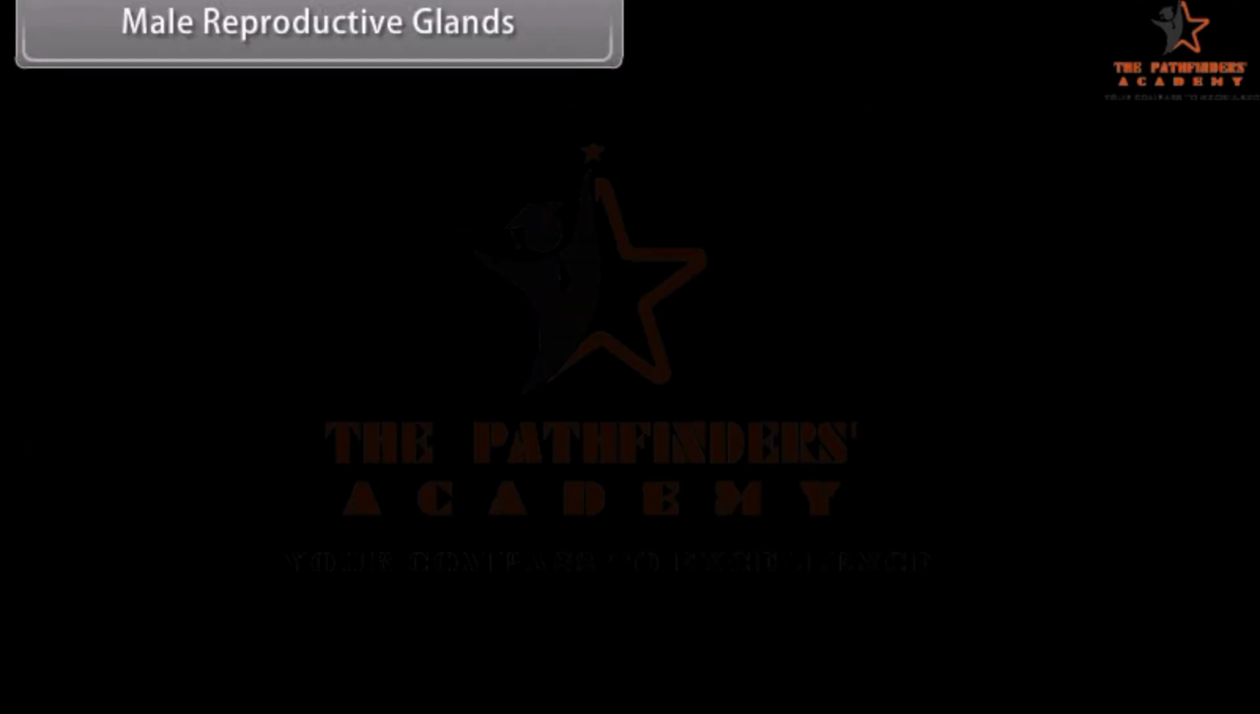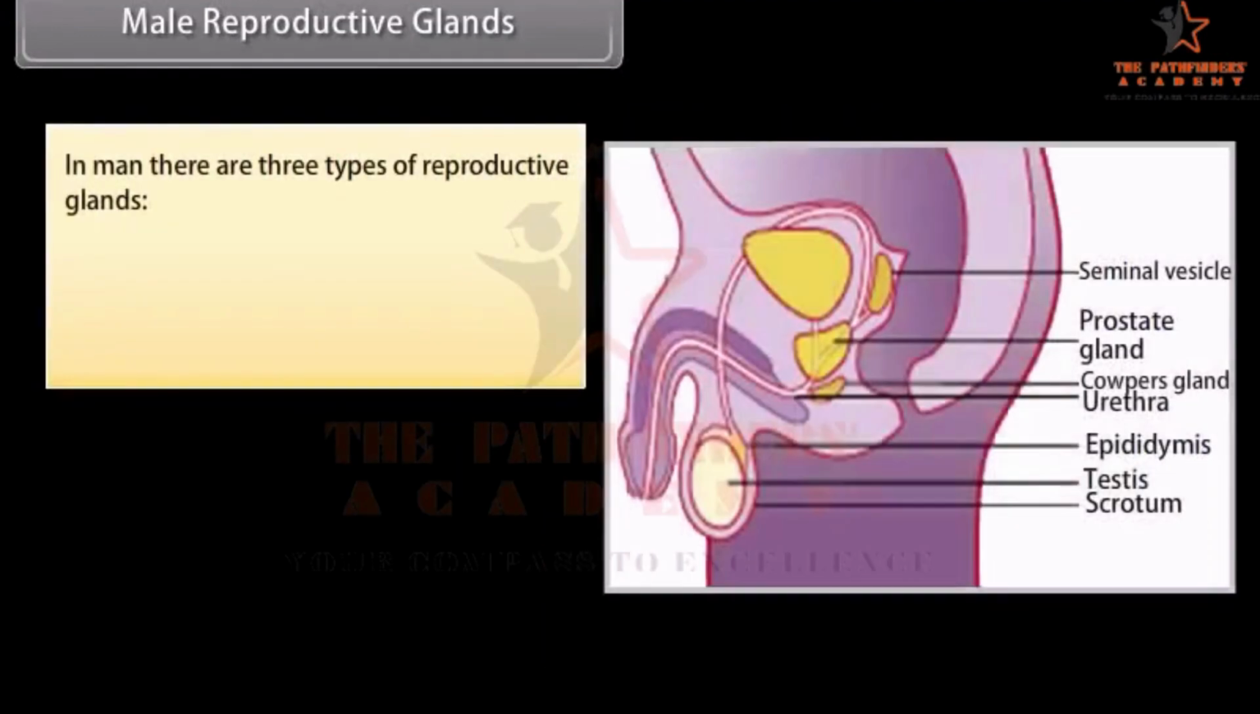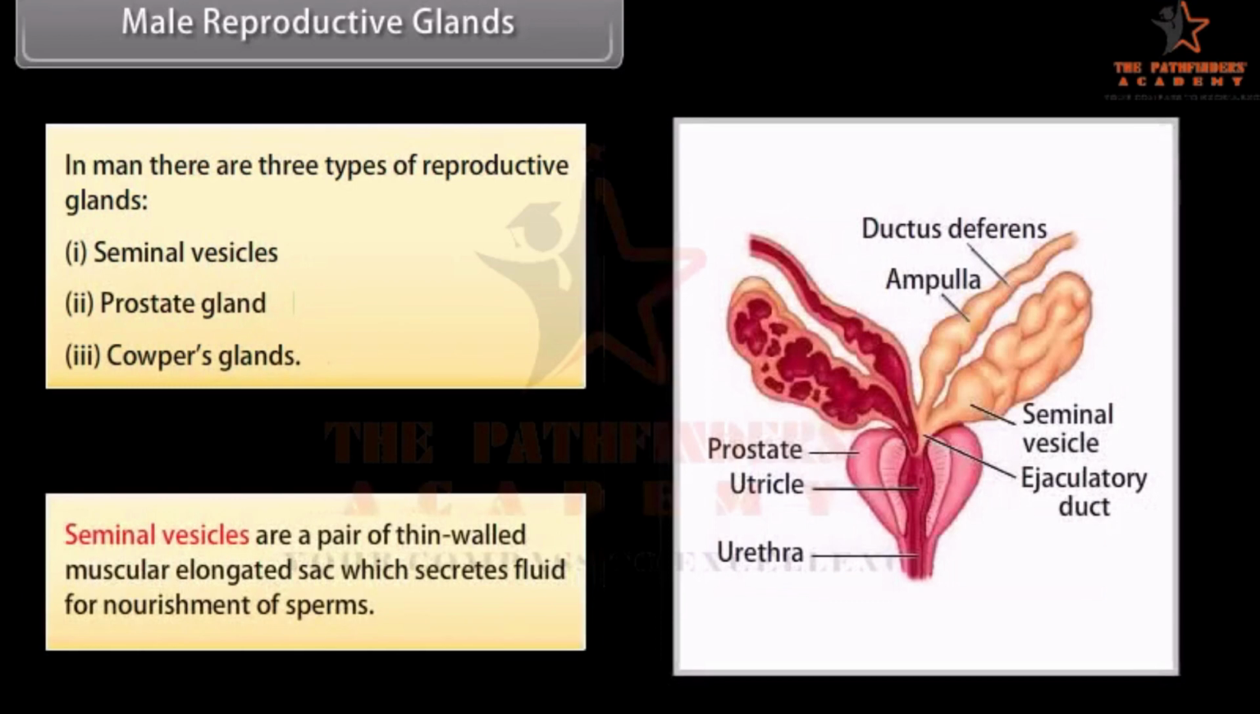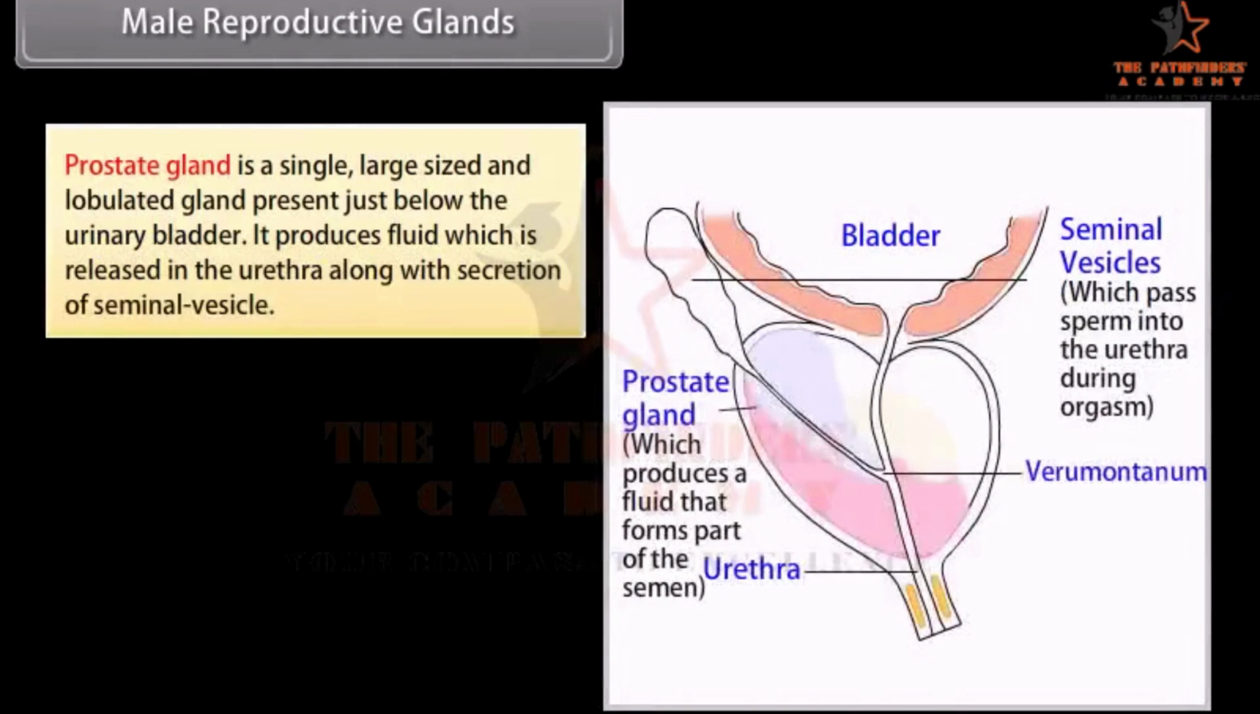Male reproductive glands. In man there are three types of reproductive glands: seminal vesicles, prostate gland, and Cowper's glands. Seminal vesicles are a pair of thin-walled muscular elongated sacs which secrete fluid for nourishment of sperms. Prostate gland is a single, large-sized and lobulated gland present just below the urinary bladder. It produces fluid which is released in the urethra along with secretion of seminal vesicle.